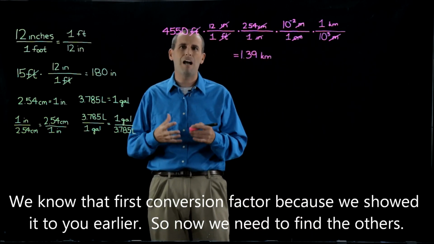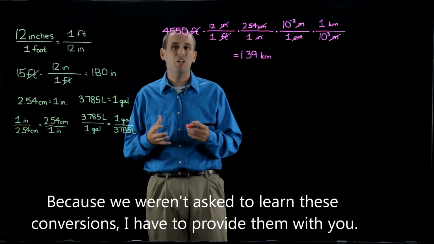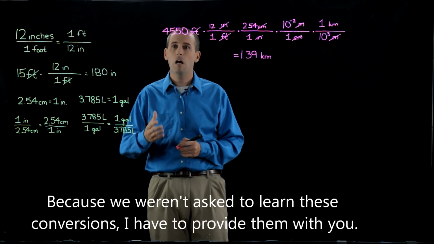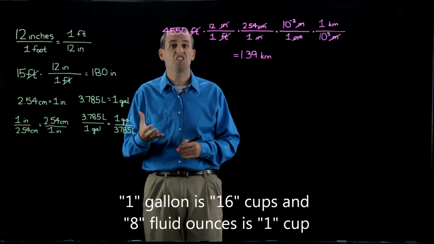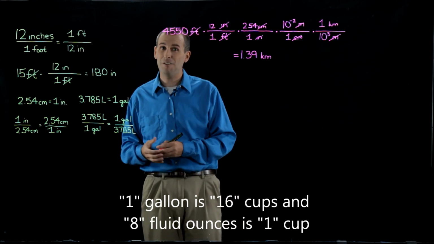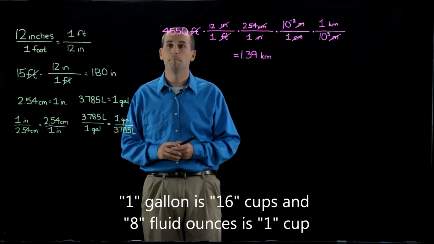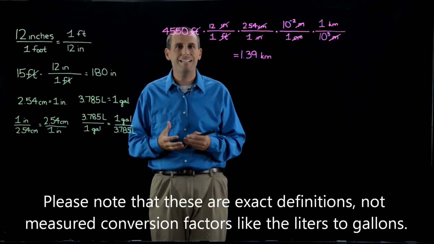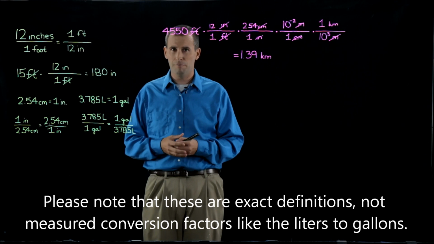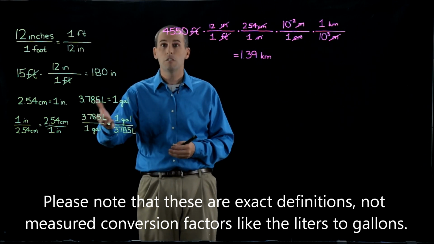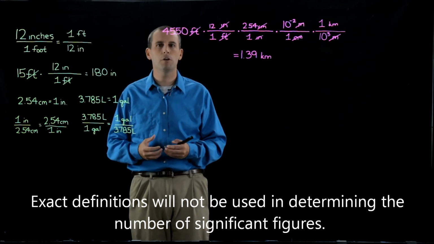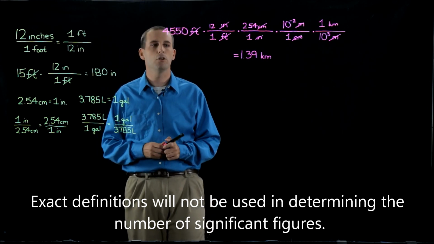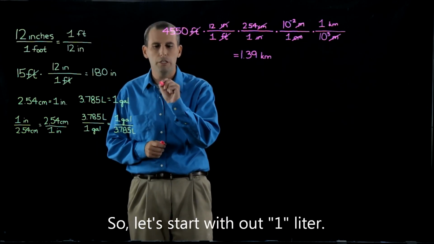So now we need to find the others. Because we weren't asked to learn these conversions, I have to provide them with you. 1 gallon is 16 cups, and 8 fluid ounces is 1 cup. Please note that these are exact definitions, not measured conversion factors like the liters to gallons. Exact definitions will not be used in determining the number of significant figures. So let's start with our 1 liter.